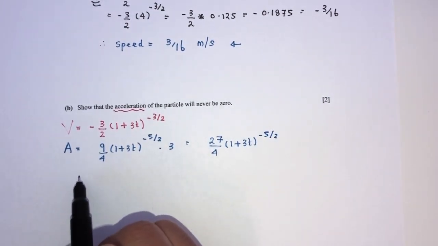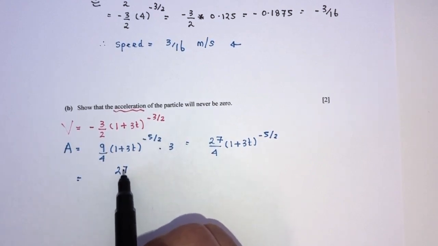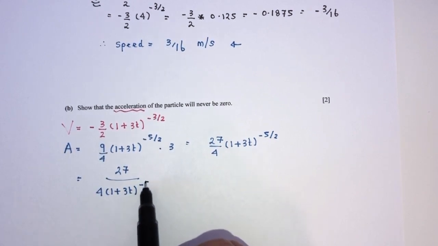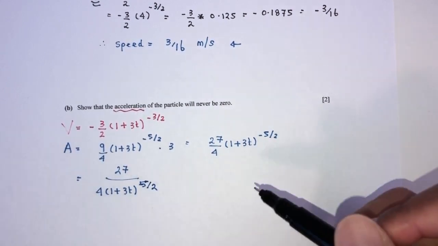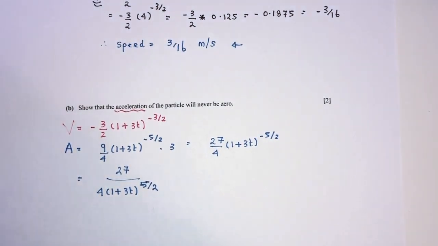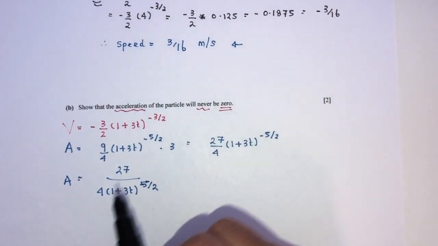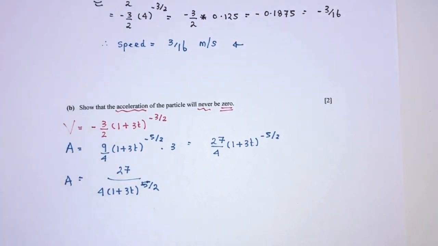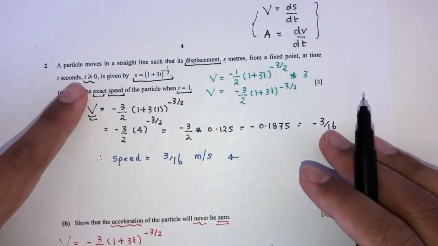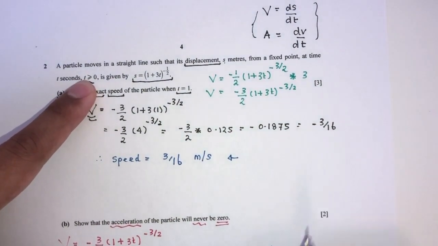If you were to simplify, that will become 27 on top, and the denominator will be 4 times (1 plus 3t). This becomes positive when you send it down because it was negative on top. When you send this below, it becomes positive 5 over 2 for the power. Now we have the equation for the acceleration. Now we have to show that the acceleration will never be 0. The reason why it will never be 0 is because, as you can see on top here, we know that t will always be more than or equal to 0.